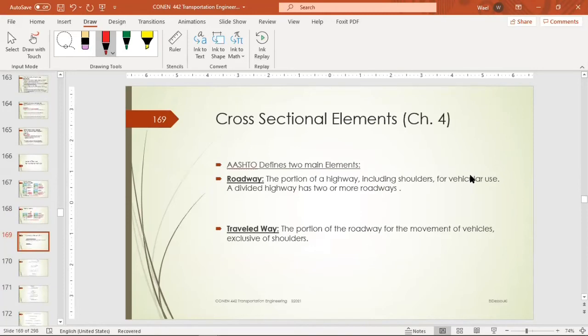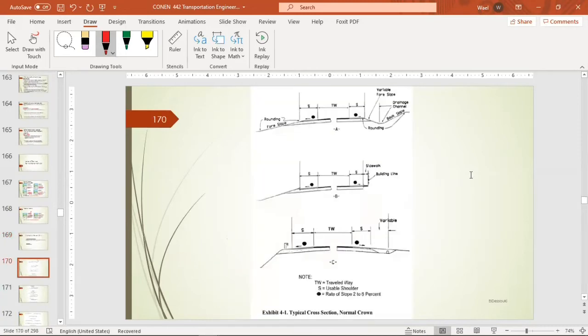The HCM defines two main elements when we are talking about cross-sectional elements of the highway: the roadway and the travelway. The roadway is the portion of the highway, including shoulders, for vehicular use. A divided highway has two or more roadways. The travelway is the portion of the roadway for the movement of vehicles. To have a better understanding, that's the roadway. The pavement here, from here to here, that's the travelway. But all together, that's the roadway.